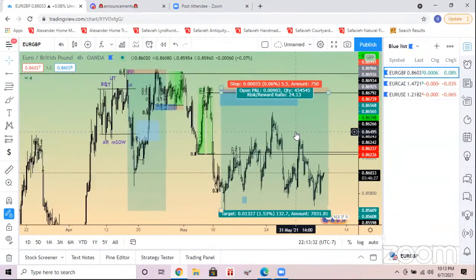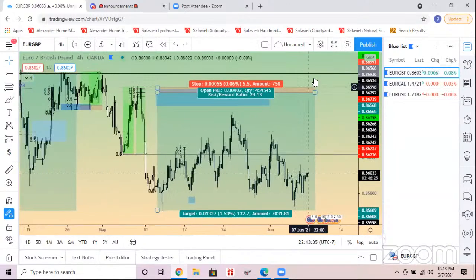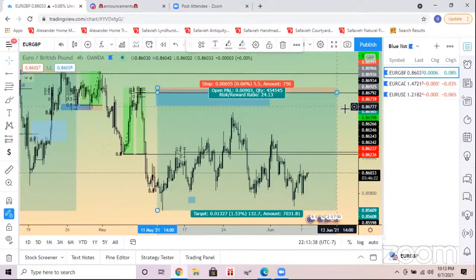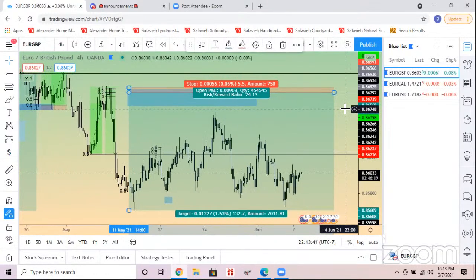Still waiting on this. One thing I've learned is to just wait on my limits, because I'll hold one for a week, 2 weeks, 3 weeks, and then I'll just finally delete it. And then like 2, 3 weeks later, it'll hit and go straight to TP. So just staying patient, waiting on it.